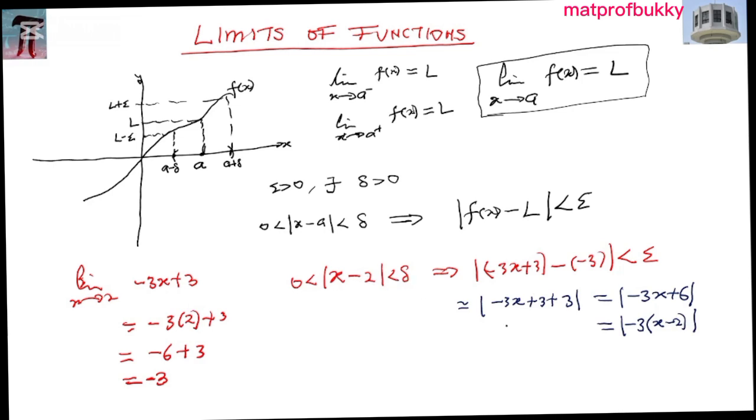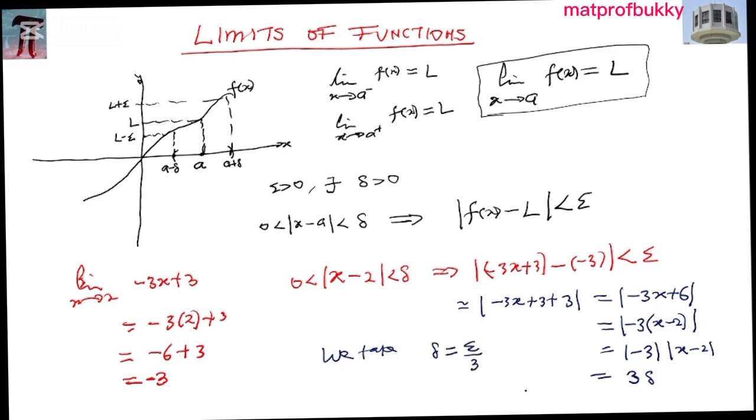You can take it as delta. So this means that we can separate the absolute value of minus 3 and the absolute value of x minus 2. That will give us the absolute value of minus 3 is 3, so that's 3, and x minus 2 we will take as delta. So to achieve this epsilon, we can take delta to be epsilon over 3.